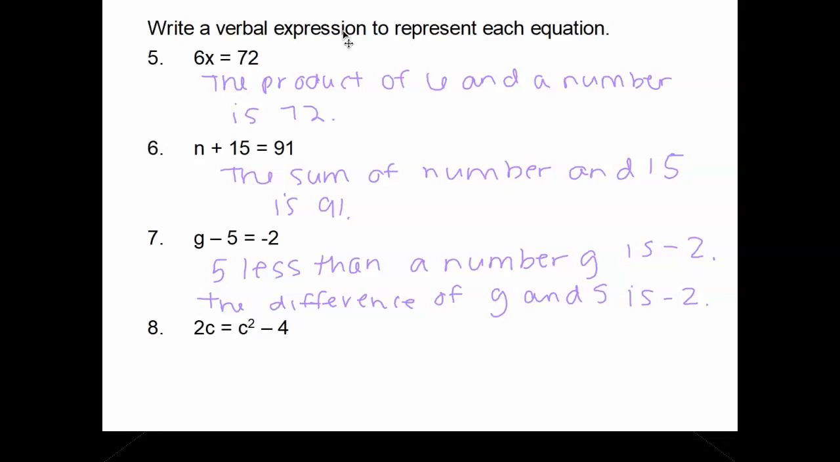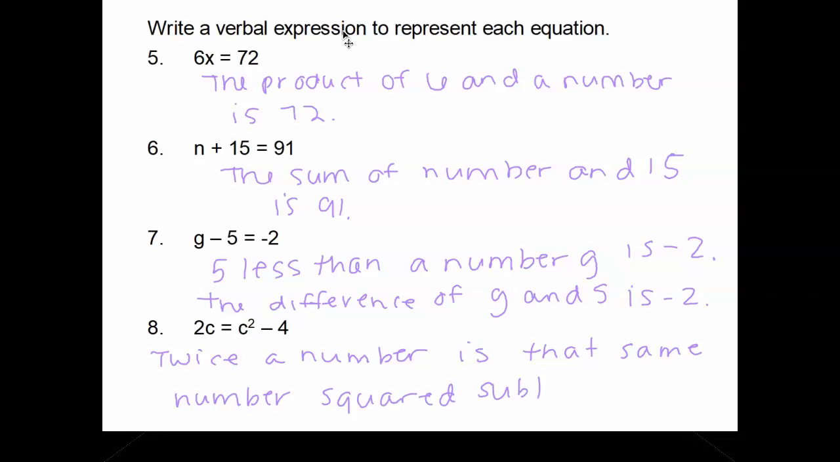And then for 8, you have to use those words the same number to make sure we know it's the same variable. So you could say twice a number is that same number squared subtracted by 4. You could also use decreased by, etc.